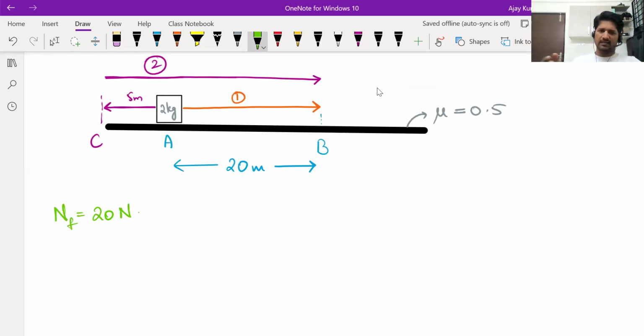And when it is being dragged from A to B or A to C and then to B, what kind of friction acts on it?